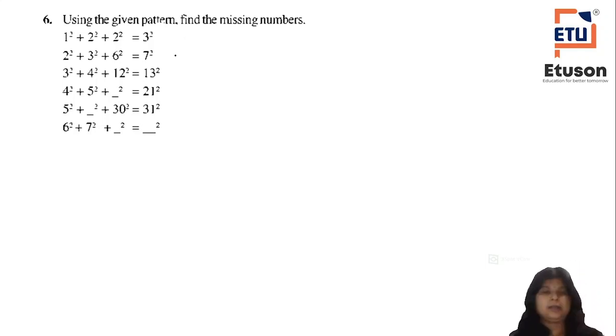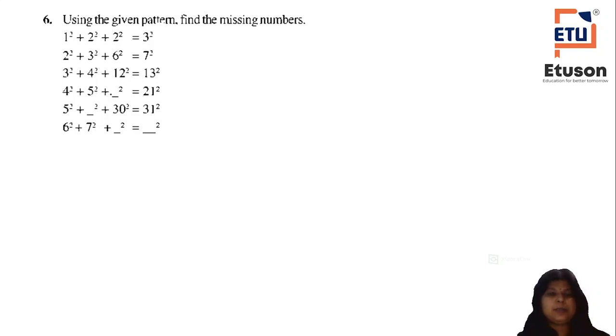Using the given pattern, find the missing number. So you just observe. You have here 1 square plus 2 square plus 2 square equal to 3 square. 2 square plus 3 square plus 6 square equal to 7 square. 3 square plus 4 square plus 12 square equal to 13 square.